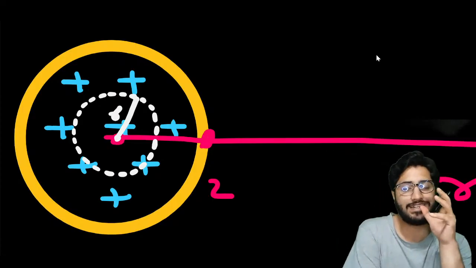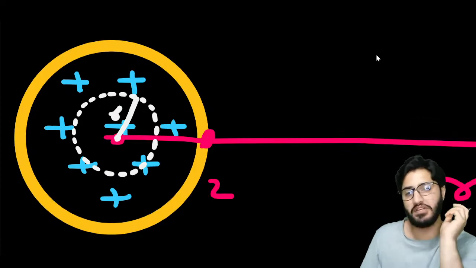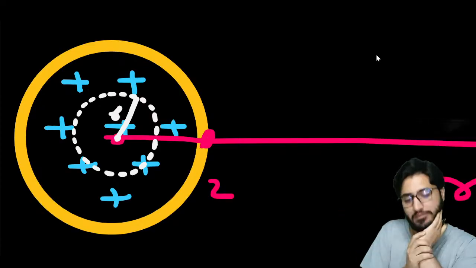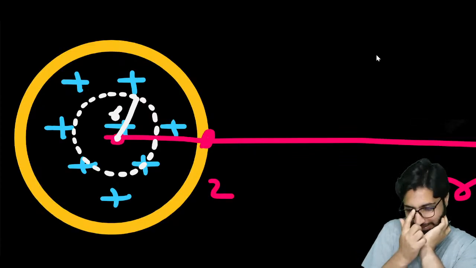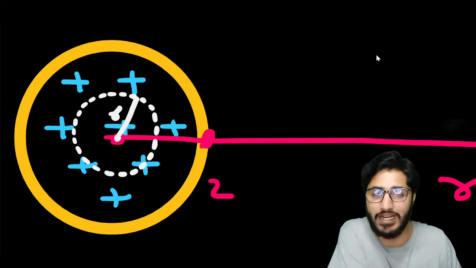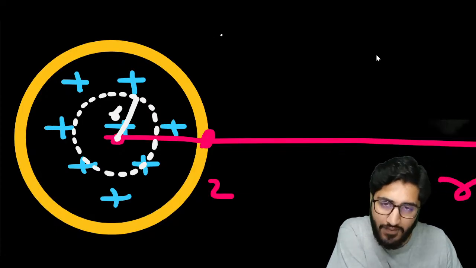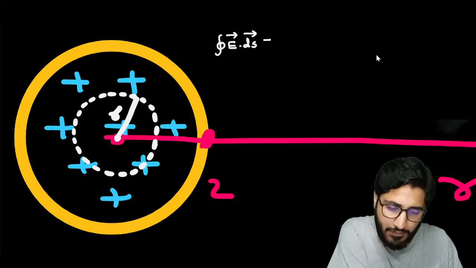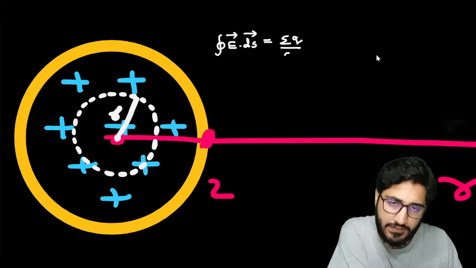We know that density is a property of the material, or the property of the charged particle. So the density will be the same. How to write for this particular surface? I will write integration of E dot ds equals summation of charge divided by epsilon naught.